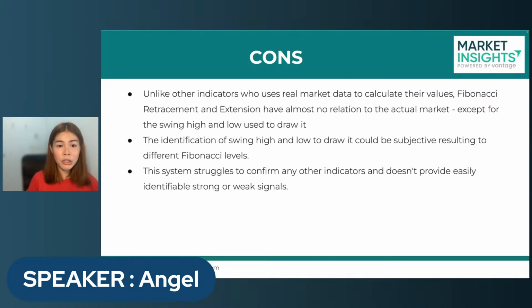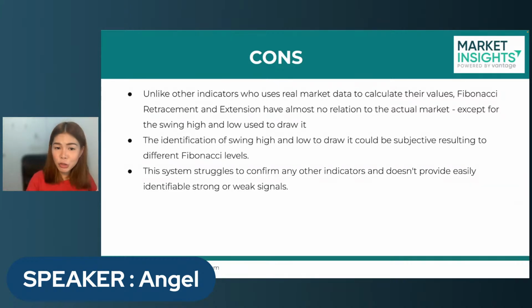What are the cons when using a Fibonacci retracement? Unlike other indicators which use real market data to calculate their values, Fibonacci retracement and extension have almost no relation to the actual market except for the swing high and low used to draw it. Because again, this is a static indicator, so you already place it before the price has moved, and as long as the swing high and the swing low do not change, that's pretty much it. So it does not get real-time data or real-time prices. It does not adjust to those things.